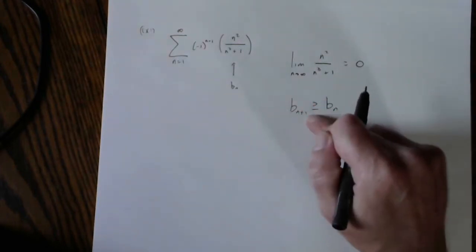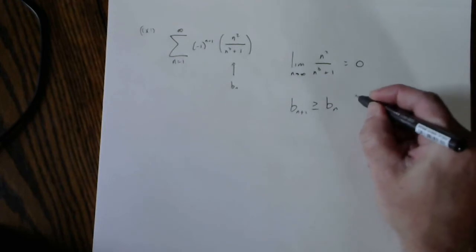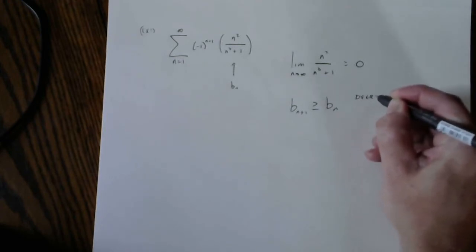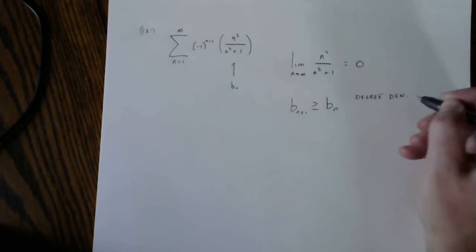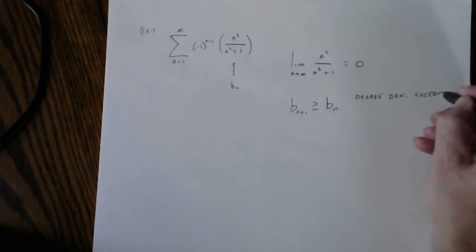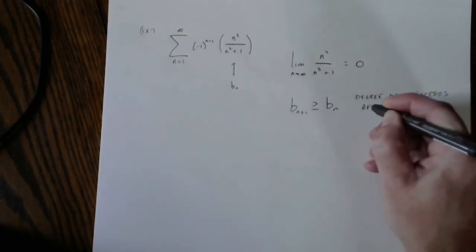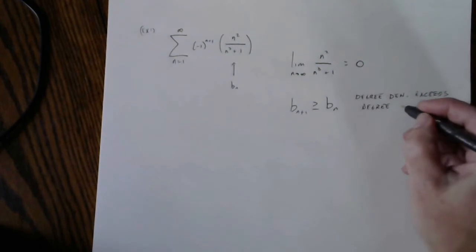So I make this statement, but I always need to provide some form of justification. Just to write this is not enough. And I'm just going to make a simple plain English statement that the degree of the denominator exceeds the degree of the numerator. I need some justification.